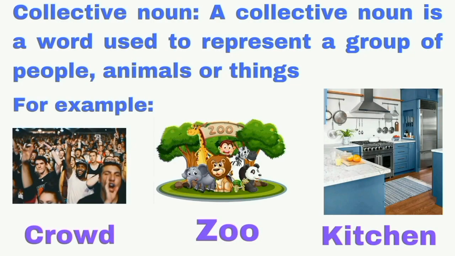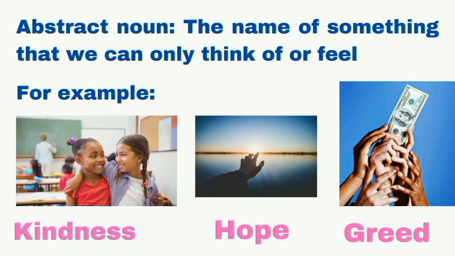Collective noun. A collective noun is a word used to represent a group of people, animals, or things. For example, crowd, zoo, kitchen. Abstract noun. The name of something that we can only think of or feel. For example, kindness, hope, greed.